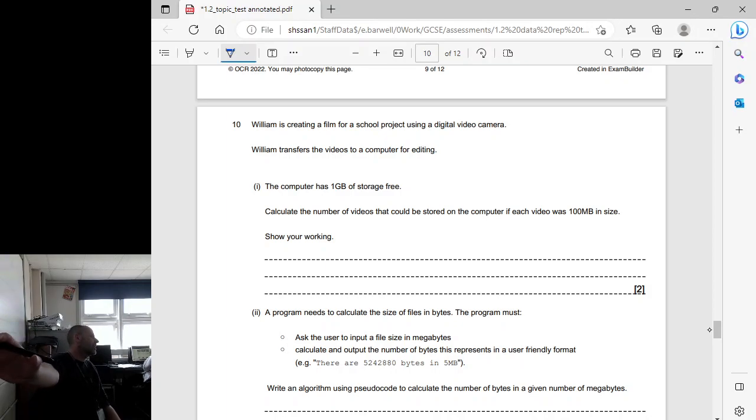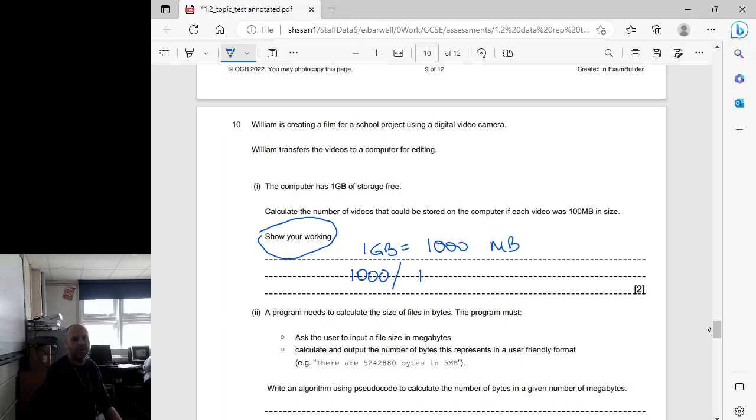Right, nice question, this next one. Most people give it a good go. The key for me, Eva, is this. You threw marks away. Your working was in your head. You could have got extra marks. Right, show your working. Right, each video is 100 meg. We've got a gigabyte. So we know that 1 gigabyte is 1,000 megabytes. So we just got to say, what is 1,000 divided by 100? Well, the answer is 10 videos would fit. Got to show your working.